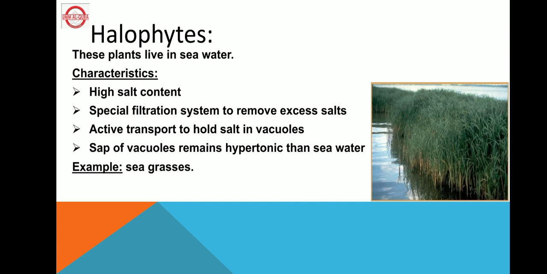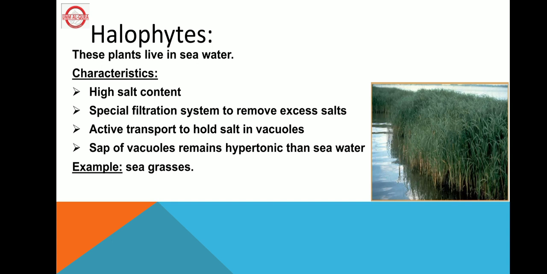These halophytes, or this group of plants, have a special filtration system to remove excess salt from their bodies. These plants perform active transport. Active transport means the movement of molecules from lower concentration to higher concentration with the expenditure of energy. So these plants perform active transport to hold salts in vacuoles. Vacuoles are present in plant cells.